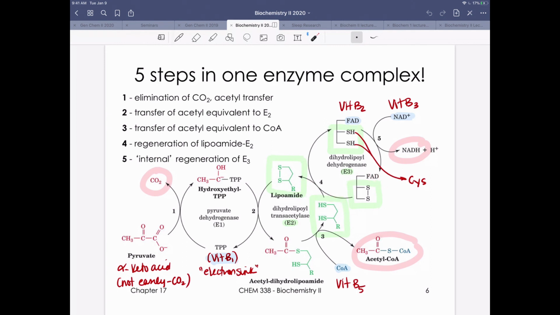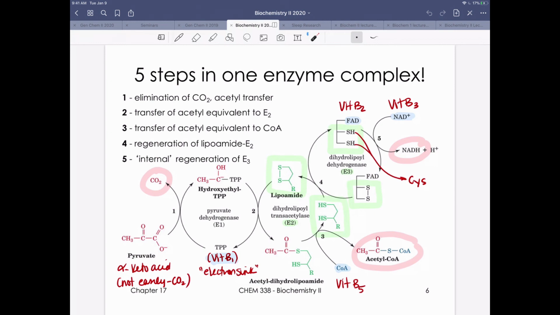And what we have over here in E3, it's not that it is a 4-membered ring. These sulfurs actually are part of 2 cysteines that are fairly close to one another in three-dimensional space, so that they can actually disulfide link to each other and perform this disulfide exchange reaction. So these are cysteine residues that we have here. So again, that's the chemistry that happens in pyruvate dehydrogenase.